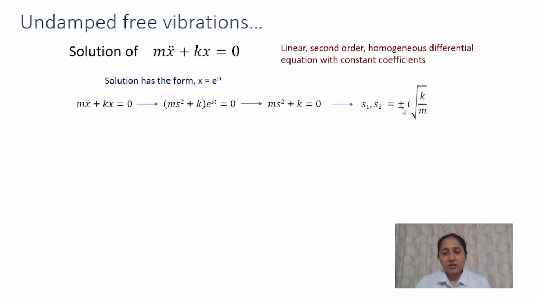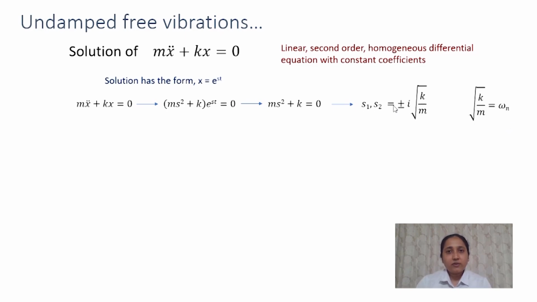s1 and s2 are plus or minus i square root of k by m. At this stage, I will substitute this square root of k by m by a variable omega n. We will discuss the physical importance of this value later in this lesson. But as of now, we will just make the substitution.